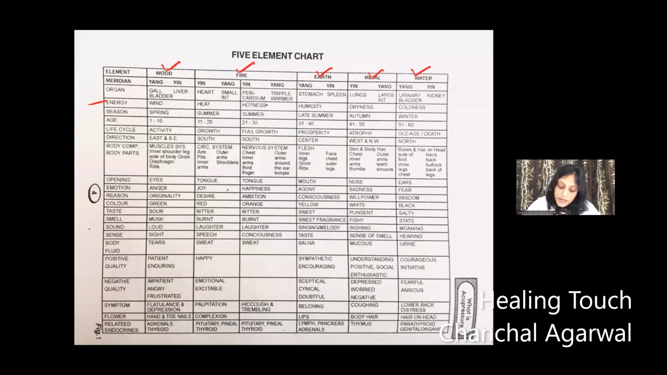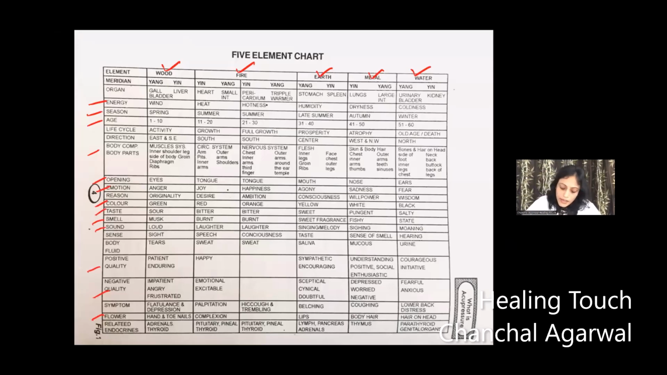These are the energies. Then you have the season, the age, the body components, opening, emotion, color, taste, smell, sound, positive quality, negative quality, flower. All these are more important than the rest. All are important, but these are some of the rows which we have to understand and remember. And you will see that every point has a logic behind it.